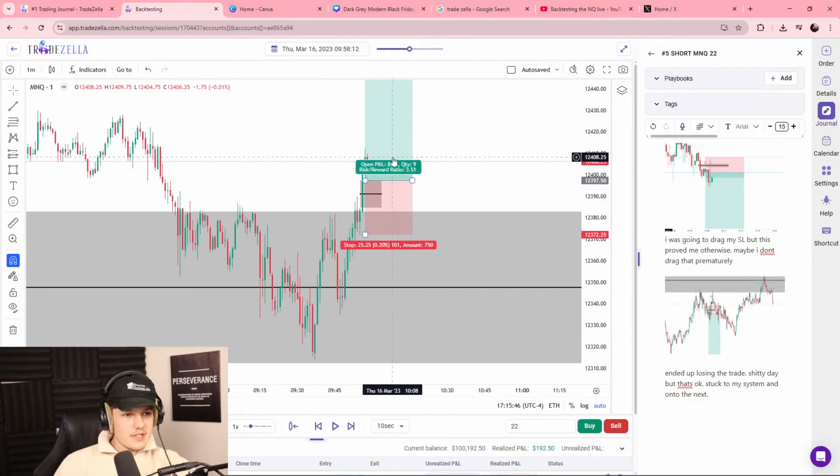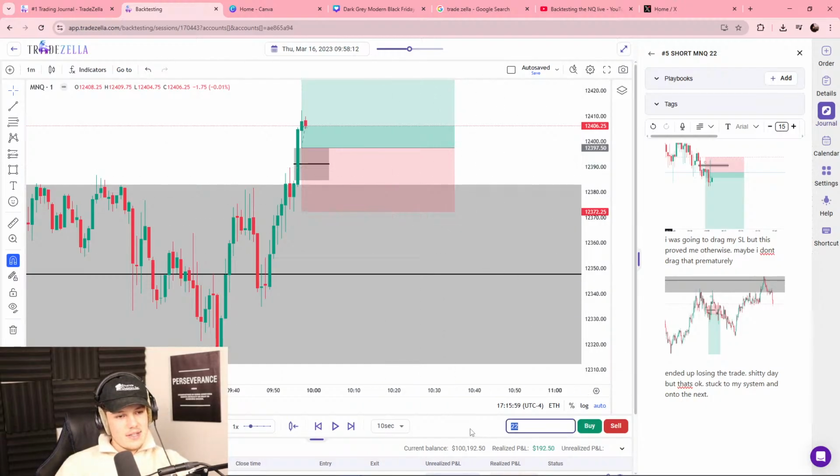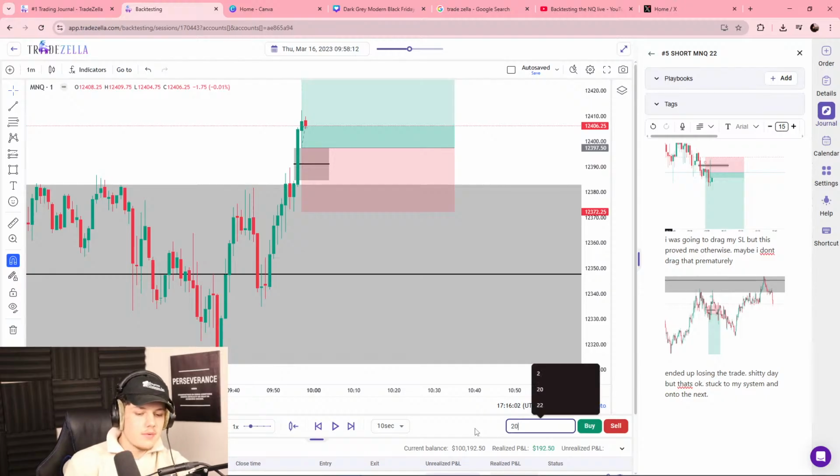I'm full risking this, 3.5R. So 25.25 again, 25.25. That would be 1,000 divided by 25.25, divided by 2, that would be 19.8. I will round that up to 20.